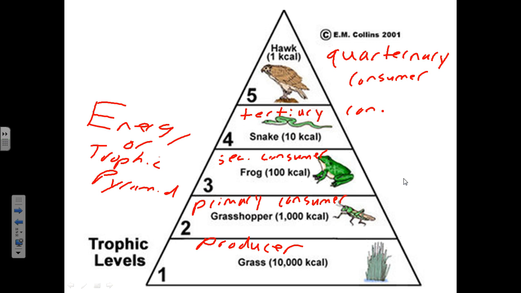The grass has 10,000 kilocalories of energy. Where did the grass get that energy from? The sun. But if you look, the grasshoppers only get 1,000 kilocalories. Let's say those grasshoppers ate all that grass. Where'd the other 9,000 kilocalories of energy go? The air.